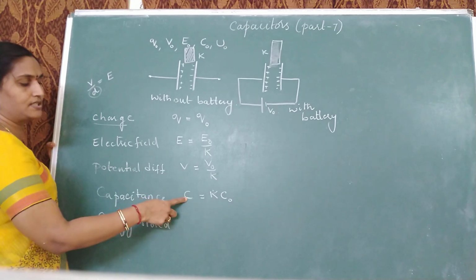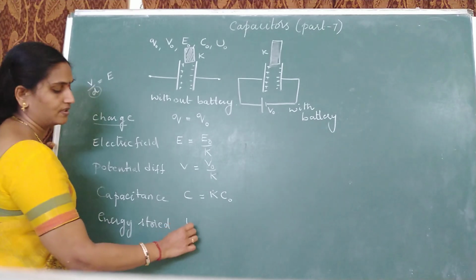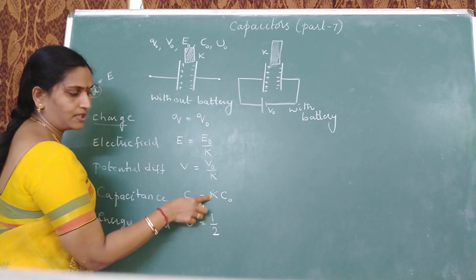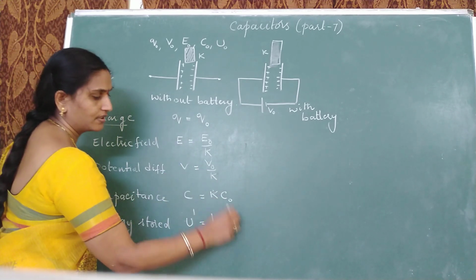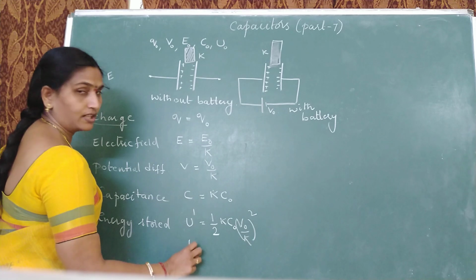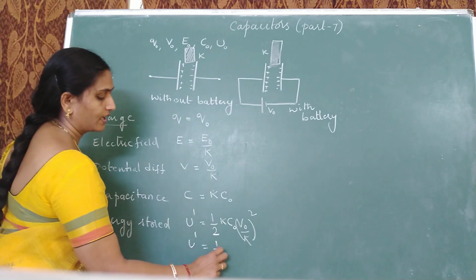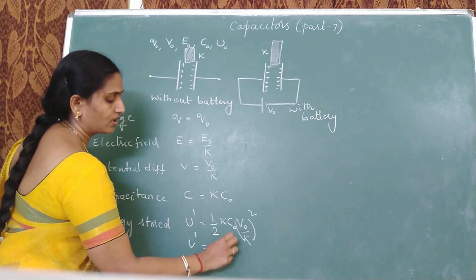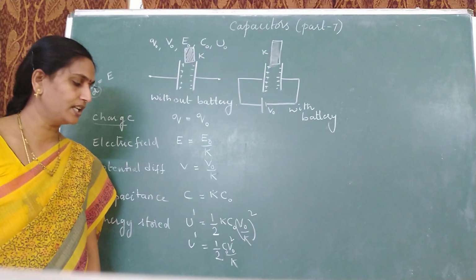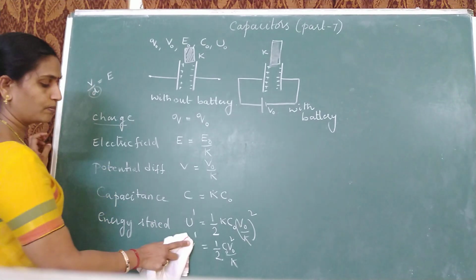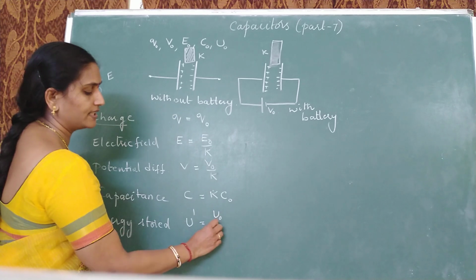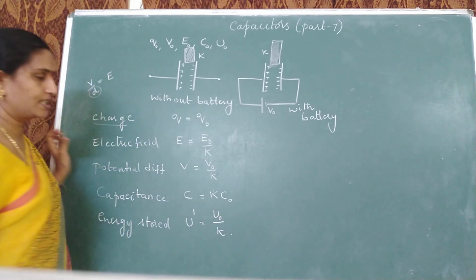And once you know C and V, what is the new energy stored? U dash is equal to half C into V square. So when I multiply these two, C is K C naught, V is V naught by K whole square. When you simplify it, you will get U dash as half C naught V naught square divided by K. So what does this imply? Is energy increasing or decreasing by K times? So the total energy stored by the capacitor is becoming 1 by K times of initial energy. So it is decreased by K times.